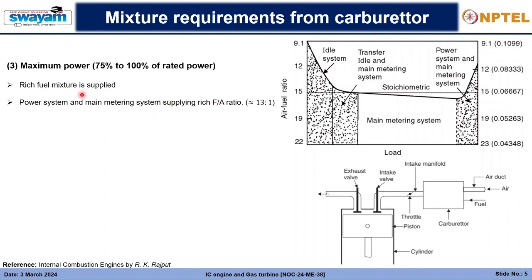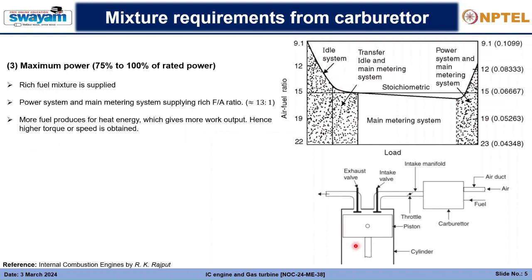So a rich fuel mixture is supplied, and the power system and the main metering system supply the rich fuel air ratio. So this is the system responsible for supplying the rich fuel air ratio. The air fuel ratio of 13 to 1 is lesser than the stoichiometric ratio, which indicates a high amount of fuel. So more fuel, more heat, produces a higher heat energy, which gives more work output, hence higher torque or speed is obtained.